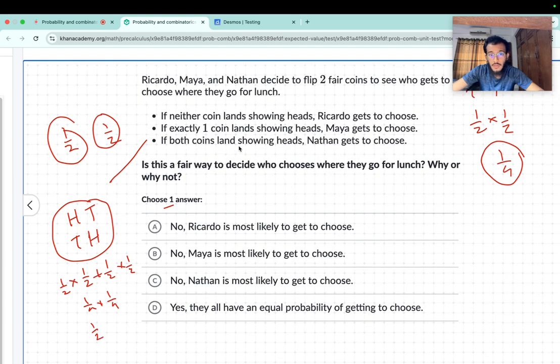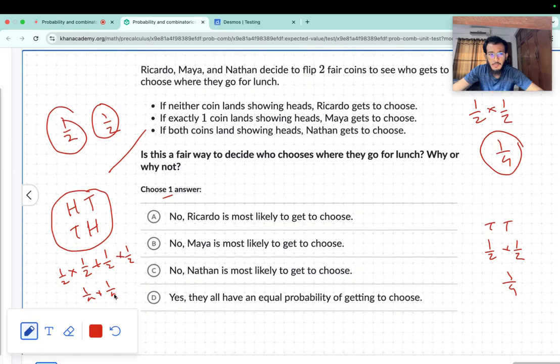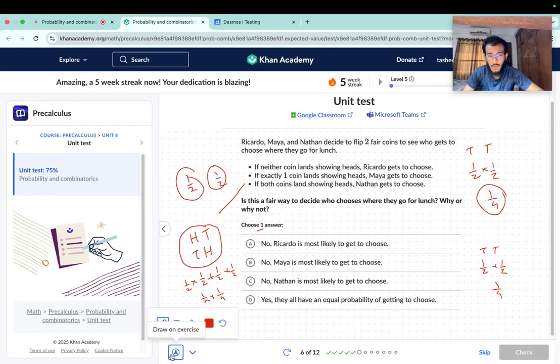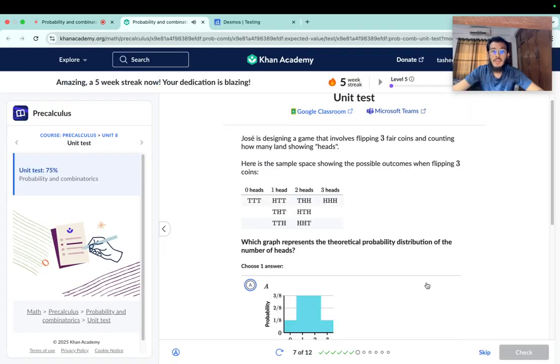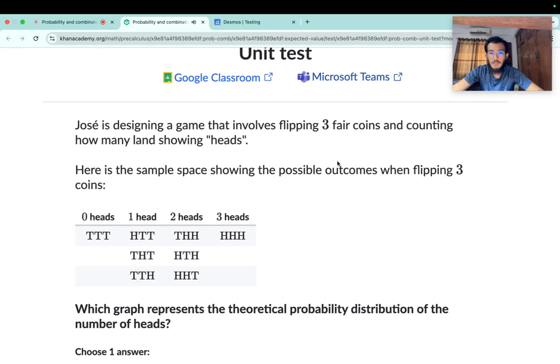And if both coins land showing tails, that is also half into half, which is 1 upon 4. Nathan gets to choose. Is this a fair way to decide who chooses where they should go? No, definitely not. Maya has a greater probability, so Maya is more likely to choose. So it's not fair.